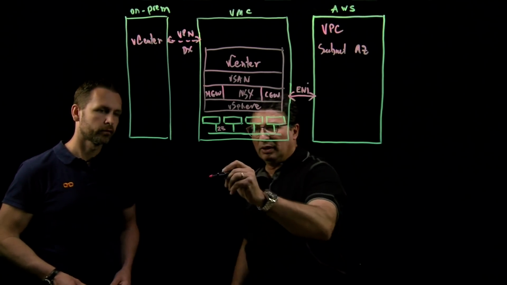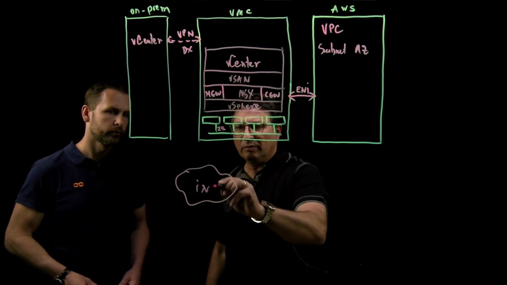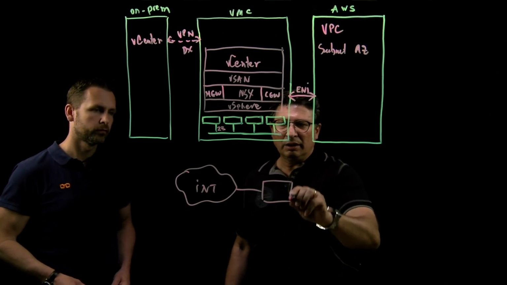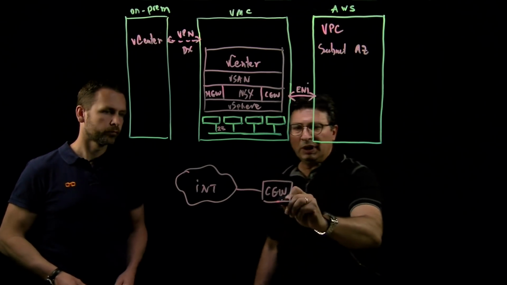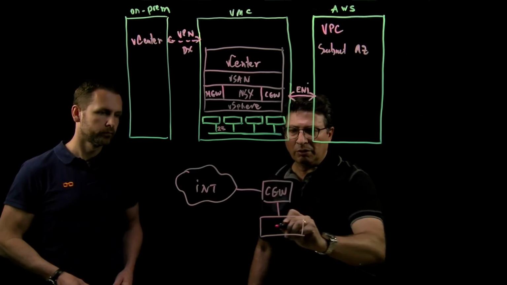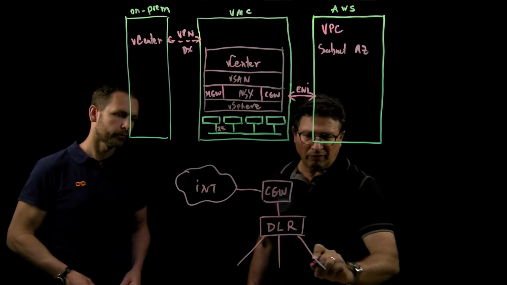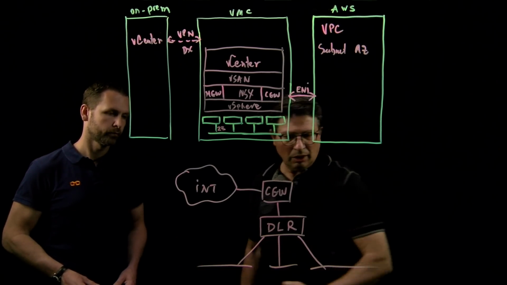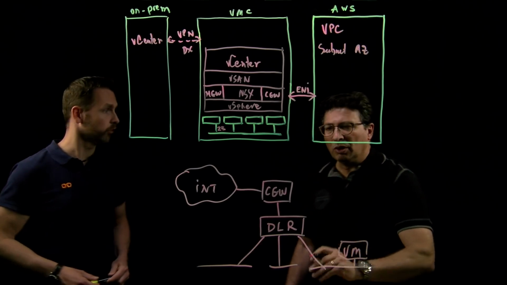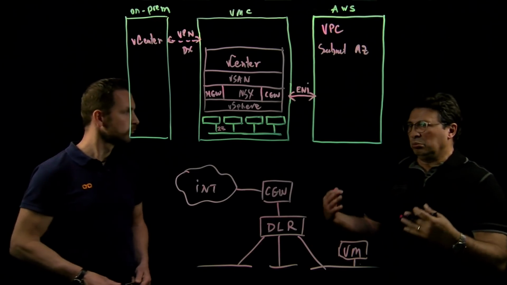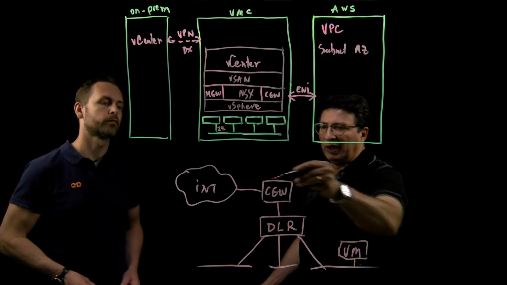So if I take a logical view of it, I come from the internet, and I connect to my compute gateway, and my compute gateway has connectivity to a logical router, a DLR, and below my logical router, I have logical networks. And on my logical networks, I have VMs attached to it. This is a typical NSX topology. This is very basic NSX connectivity with firewall rules, if you need to open firewall rules.